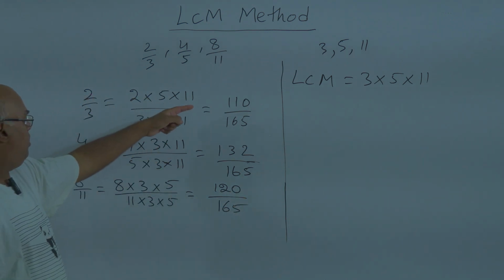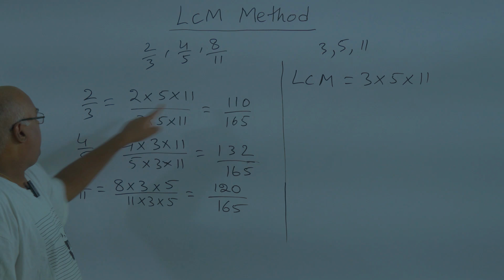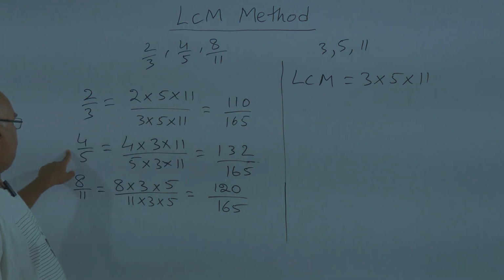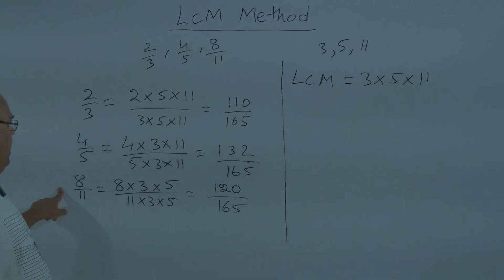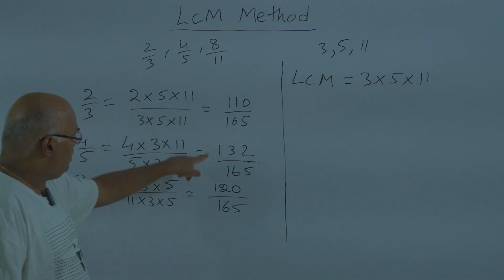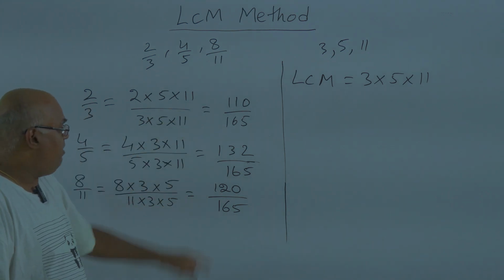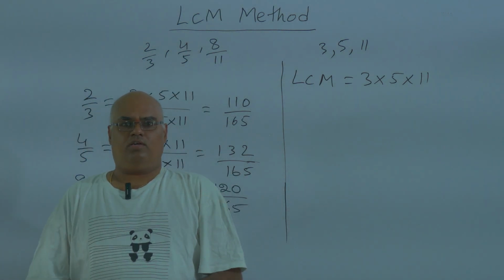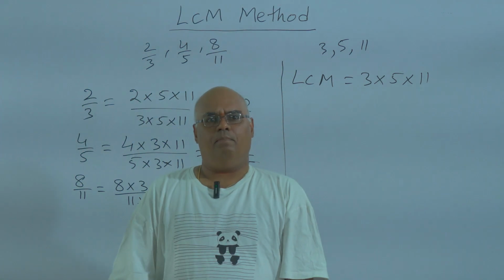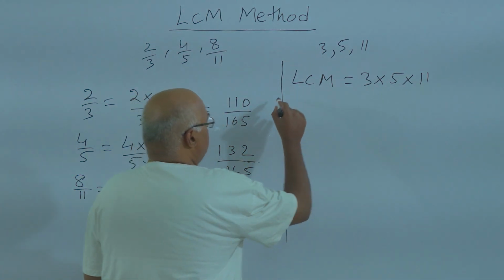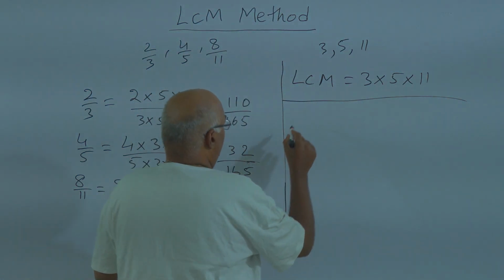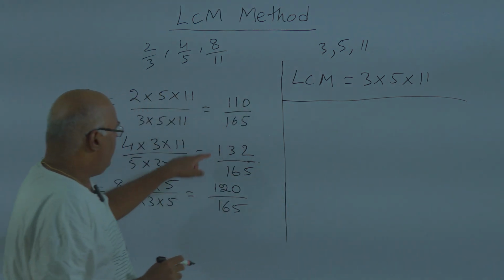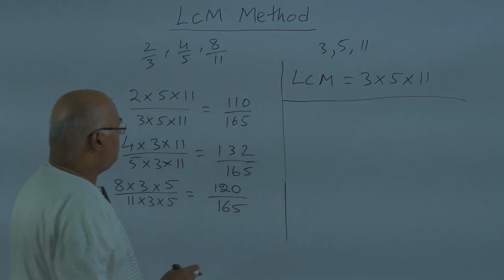If you observe now, this is the equivalent fraction of 2 by 3, this is the equivalent fraction of 4 by 5 and this is the equivalent fraction of 8 by 11. Now all these three fractions are like fractions. You know how to compare like fractions, and comparing like fractions is very easy. Just compare the numerators. Which is the smallest one? 110 is the smallest one.